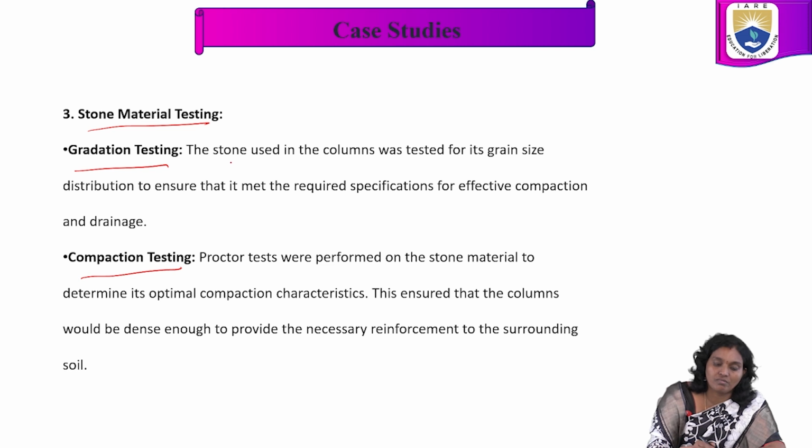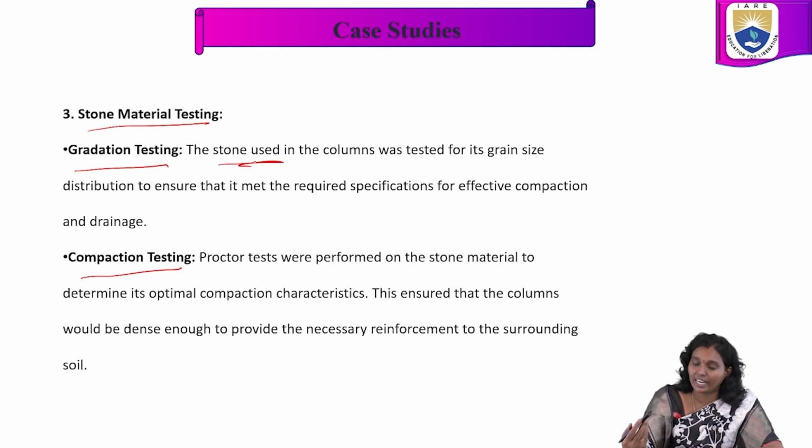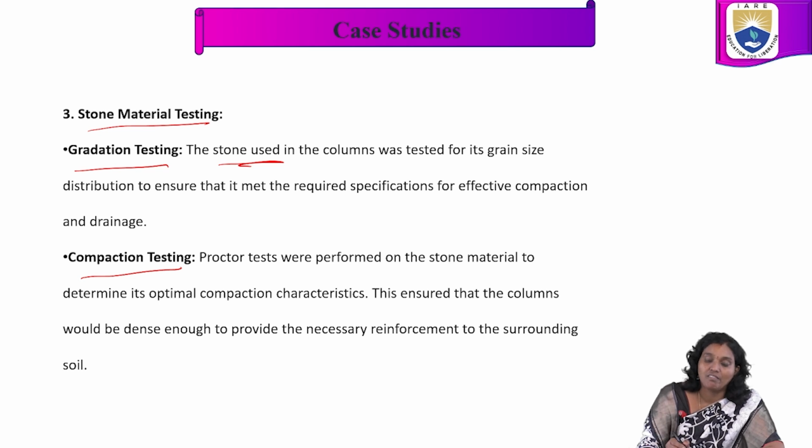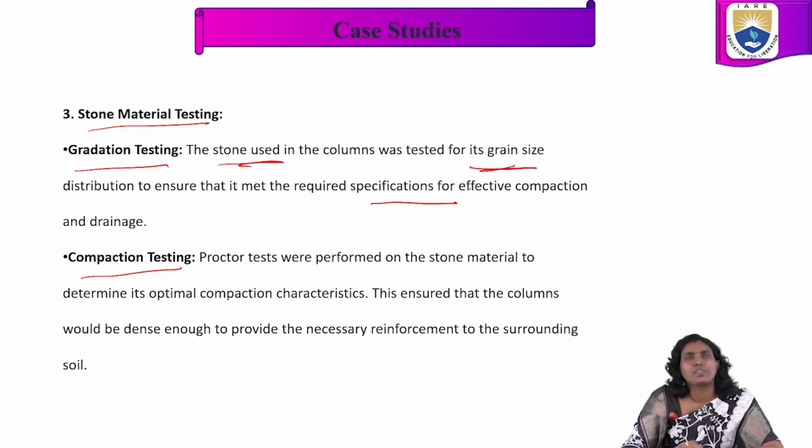Here, what kind of stone we use for the stone column was tested for its grain size distribution to ensure it meets the required specifications for effective compaction as well as the drainage system. For drainage also, this stone material testing is important. Now move on to the compaction testing.